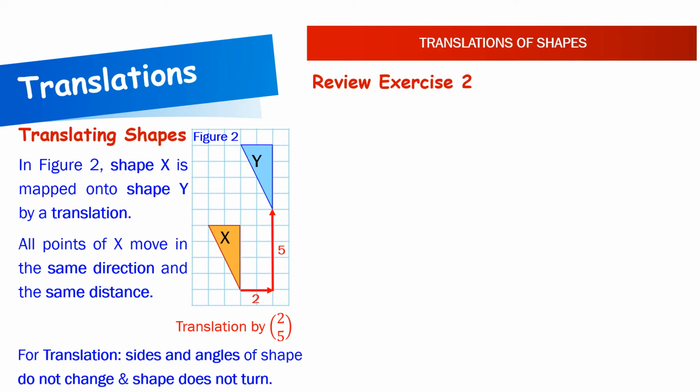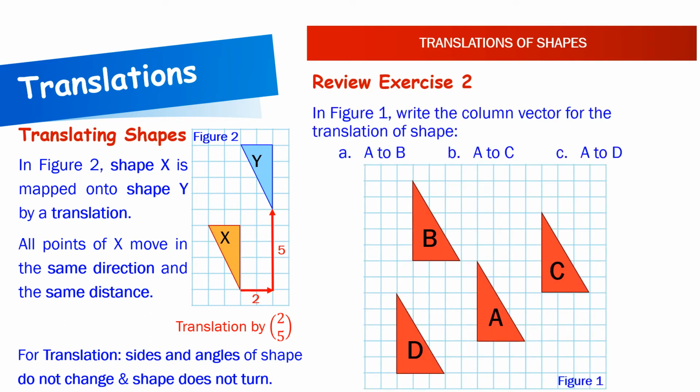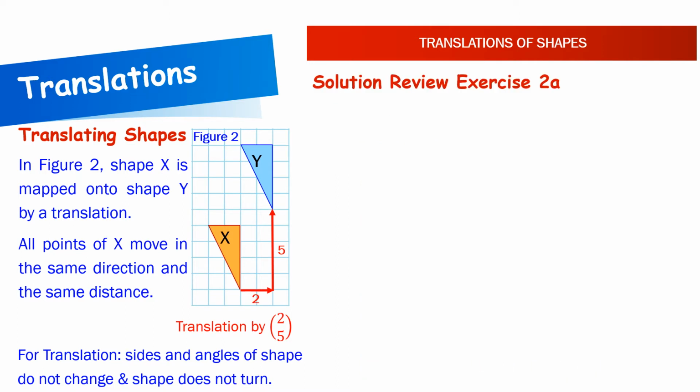Now let's take a look at review exercise 2. In figure 1, write the column vector for the translation of the given shapes. So A to B, A to C, and A to D. Let's solve review exercise 2A first. Find the column vector for the translation of shape A to B.